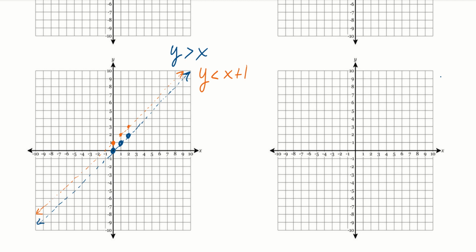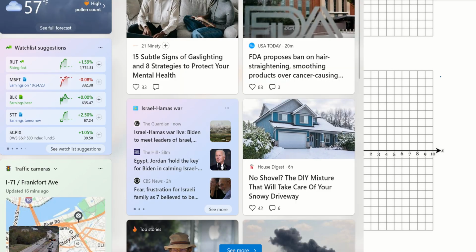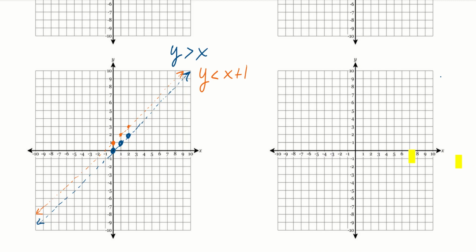So y is greater than x. I would shade everything above the blue boundary line, because y is greater than x, so it includes all the values of y above the boundary line. Y is less than x plus 1 would include all the values below the boundary line. So the region of overlap, the solution for our system of inequalities, is right in between these two lines. I can make that more precise.